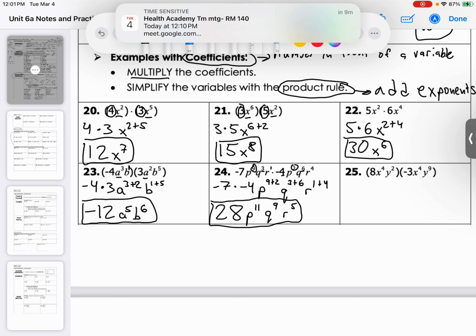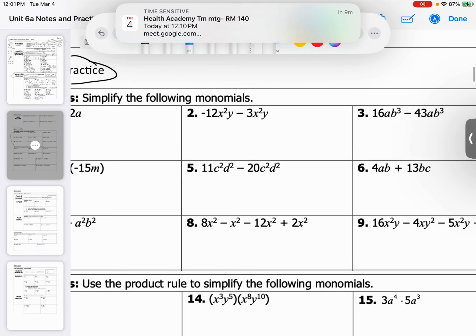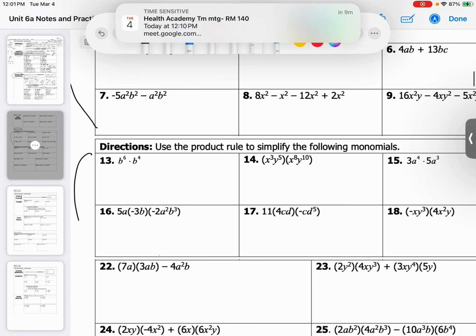All right, I'm going to skip number 25. I think we can probably handle that one on our own. I do want to show you one of the problems that's down here for the practice, though. So you should already be done with problems 1 through 9. Now we're going to be working on problems 13 through 18.